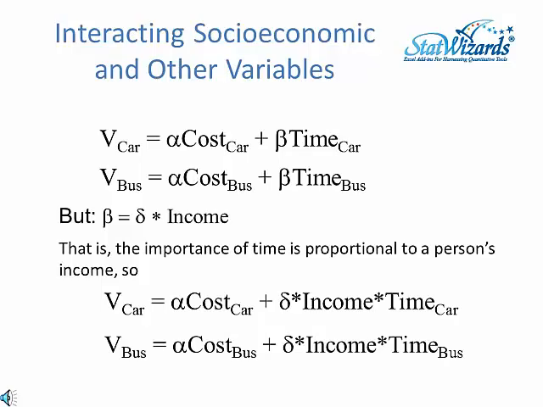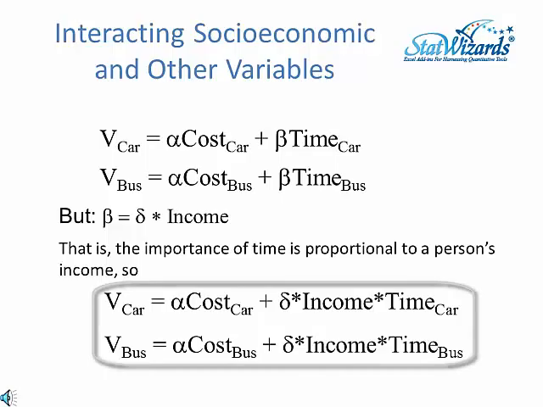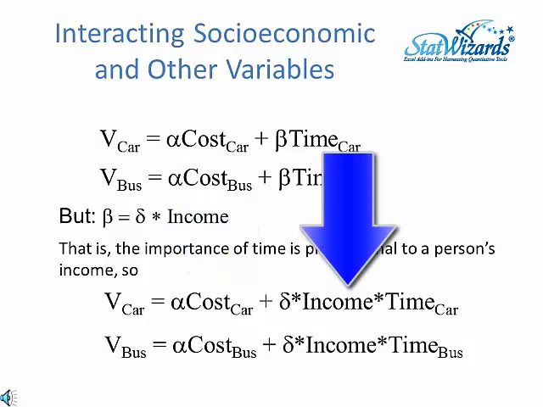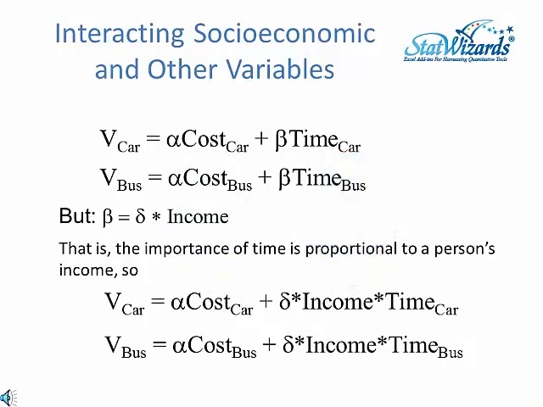We can consider other ways for incorporating income into our equations for a representative value. Let's say that we think the importance of time is proportional to a person's income, so that as a person's income goes up, the value of time goes up. We can do this by choosing the specification that we see at the bottom of the slide, in which the representative value for car is equal to alpha times the cost of car plus delta times income times the travel time by car. We can now estimate the values for alpha and delta and see whether or not the estimate for delta is significantly different from 0.